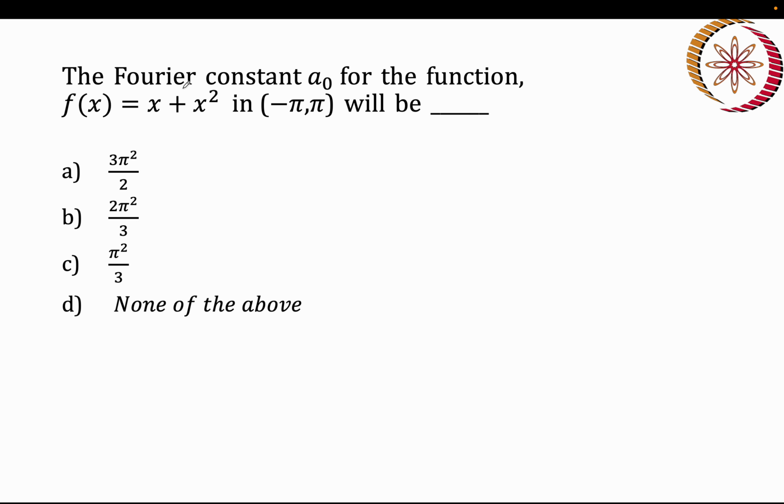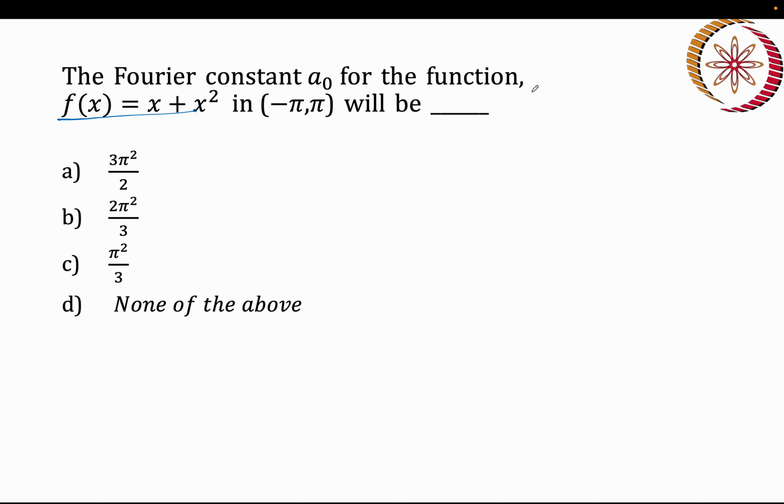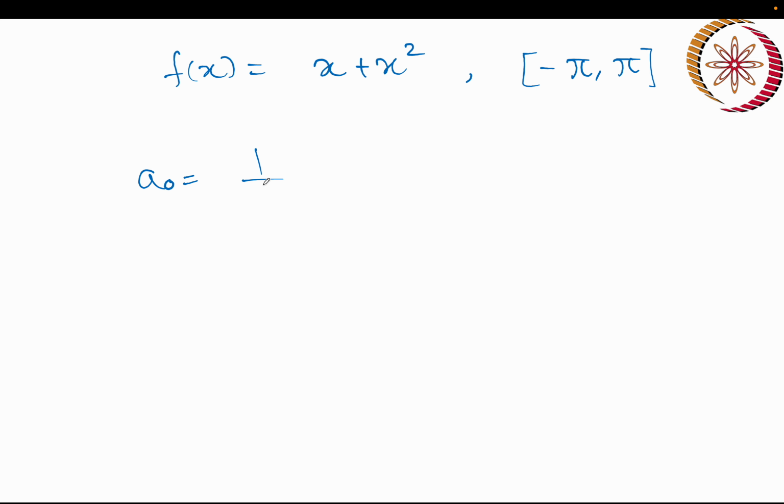Okay, so we'll solve the next question. The next question is the Fourier constant a0 for the function, and it was actually last week's question. So f of x is equal to x plus x square, and the domain, x, is in the range minus pi to pi. So a0 is nothing but 1 upon 2 pi, integration from minus pi to pi f of x dx.